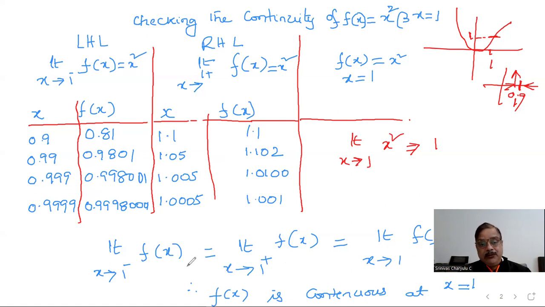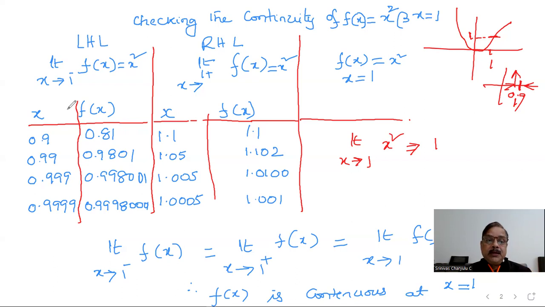So the LHL value, RHL value, and the direct substitution value all became the same. So this means that the function is continuous. Even if there is a break at 1, for example, we can still use the same methodology and get the answer. It is continuous. So removable discontinuities can be repaired like this.